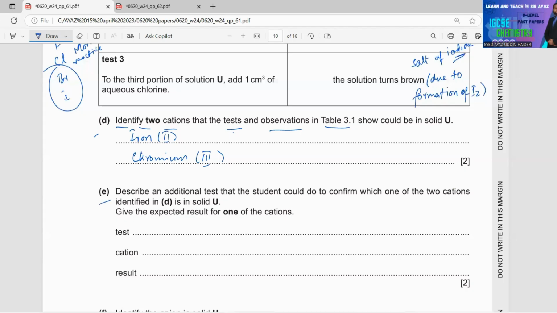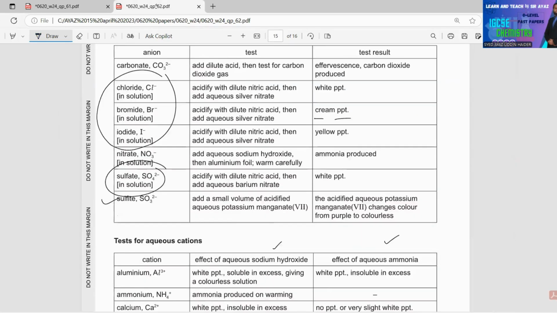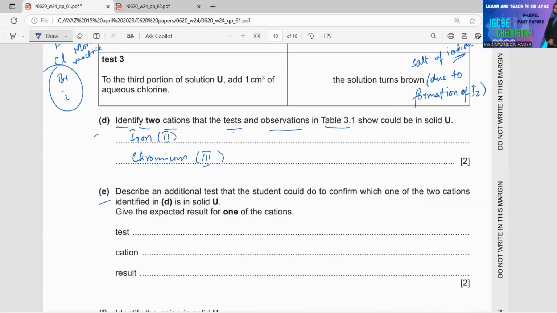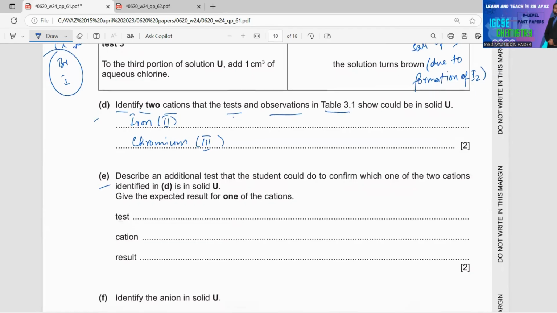E. Describe an additional test that the student could do to confirm which one of the two cations identified in D is in solid U. Give the expected result for one of the cations. So you have the test for the cations. It's either with aqueous sodium hydroxide or aqueous ammonia. In case of aqueous sodium hydroxide, chromium 3+ ion gives a green precipitate soluble in excess, but not with Fe2+. It's insoluble in excess. But in case of aqueous ammonia, both of these are insoluble. So I will go for aqueous sodium hydroxide.